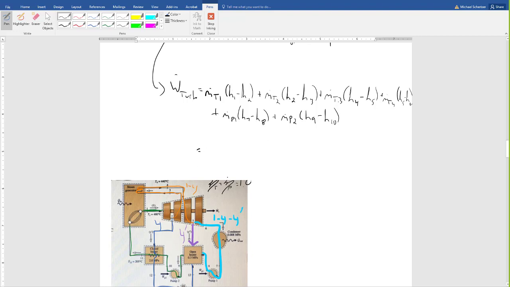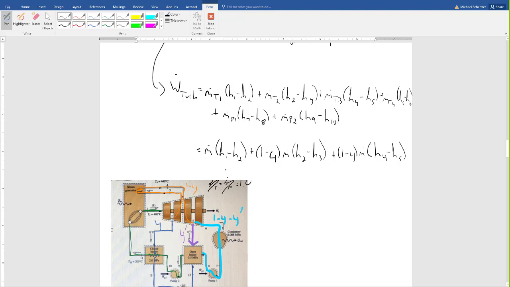The first turbine is going to get the whole mass flow rate. I didn't draw this green line through this, but this is just going to be m dot times H1 minus H2. The second turbine gets 1 minus y of the m dot, 1 minus y times m dot, times H2 minus H3. The third turbine also gets 1 minus y times m dot. This is now H4 to H5, H4 minus H5.